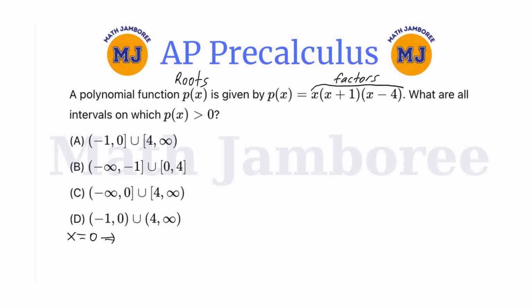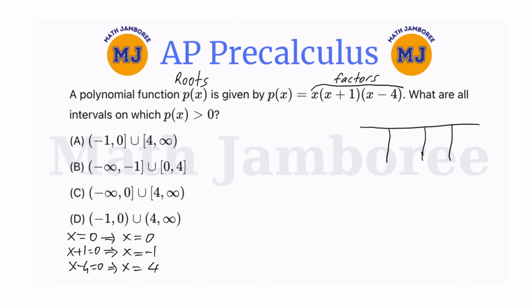x equals 0 gives you x equals 0, it's by itself. x plus 1, if you make it equal 0, x will equal negative 1. x minus 4 equals 0, so x will equal 4. So there are 3 factors, three roots of the polynomial function. Let's put them in order: negative 1, 0, and 4.